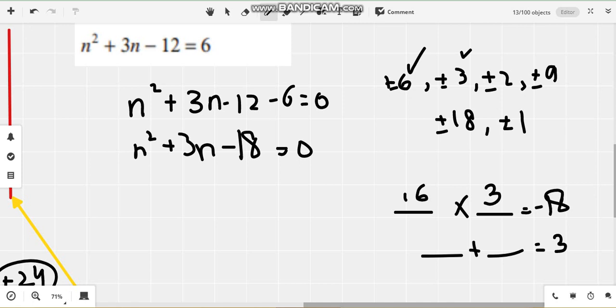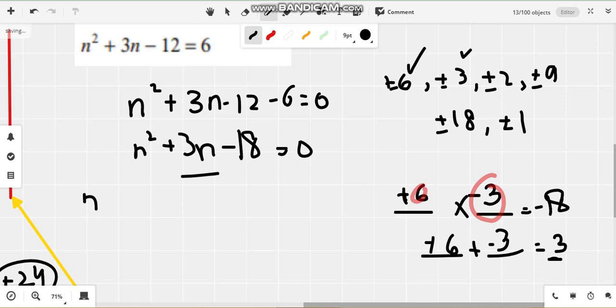So we will take 6 with a positive sign, because when you're adding or subtracting, the bigger number contains the positive sign and the smaller number contains the negative sign. So positive 6 and minus 3 you will use, because when you're subtracting it, that gives you the positive 3, and when you're multiplying it, that's giving you the negative 18. So these are our perfect factors, 6 and negative 3. We are going to replace the second term by positive 6n and negative 3n.